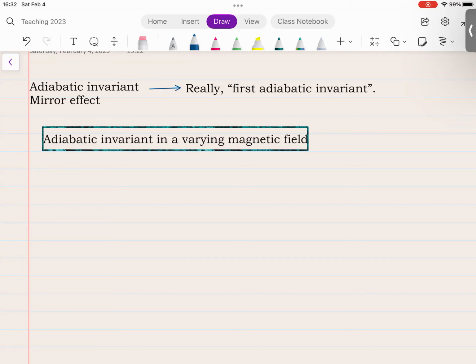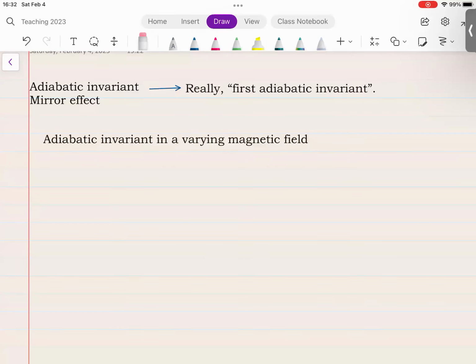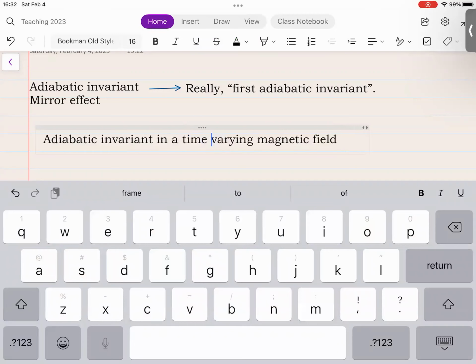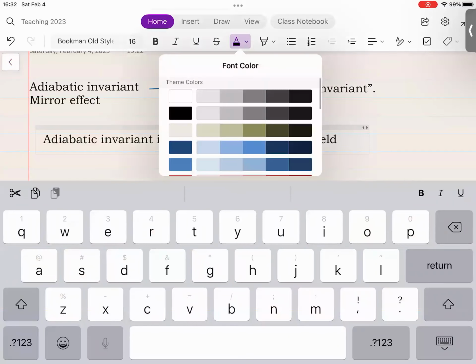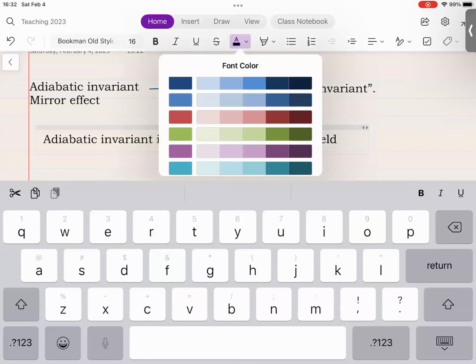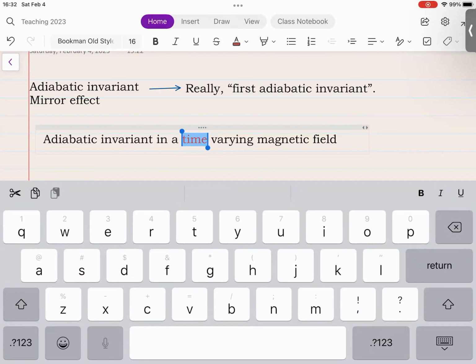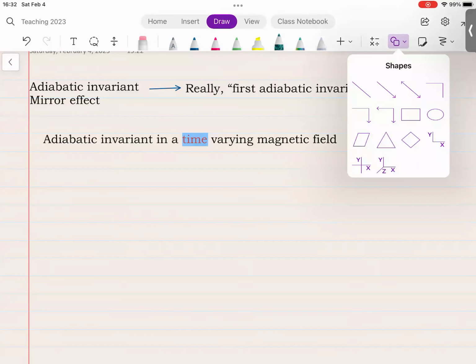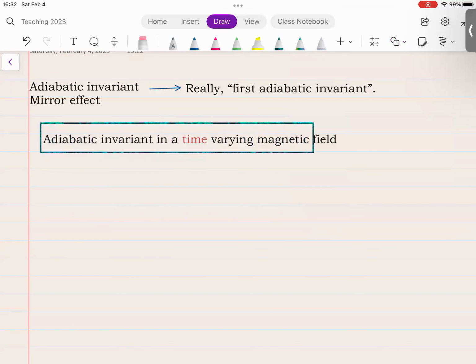Now, first thing I need to specify is what do I mean by varying magnetic field? I did this pretty badly. I jumped the gun and did my square around here. So let me fix that. What I mean here is the adiabatic invariant in a time varying magnetic field. That is the only variation we will consider.